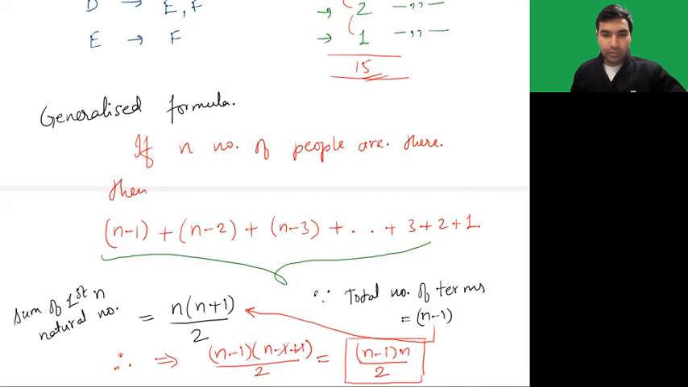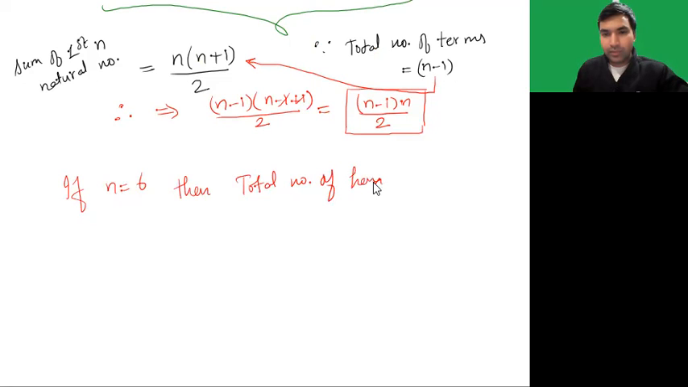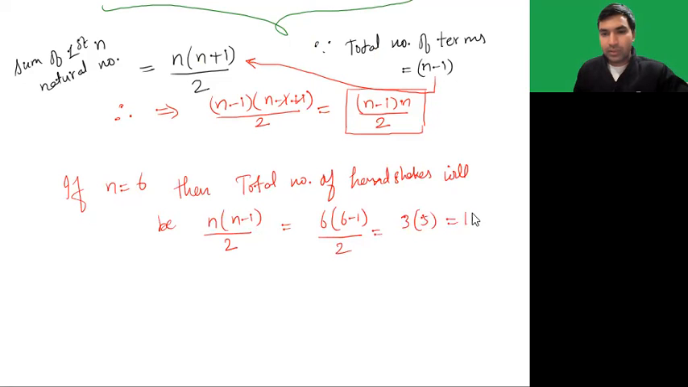Let's check this for the previous question we had done. Are we getting the same answer as 15? So if n equals 6, then the formula says total number of handshakes will be n into n minus 1 by 2. That turns out to be 6 into 6 minus 1 by 2. That is 3 into 5, which turns out to be 15. Right, friends? So now this is true. The formula for total number of handshakes is this.